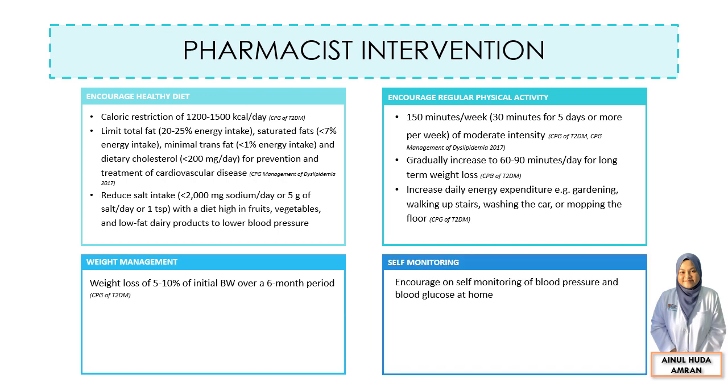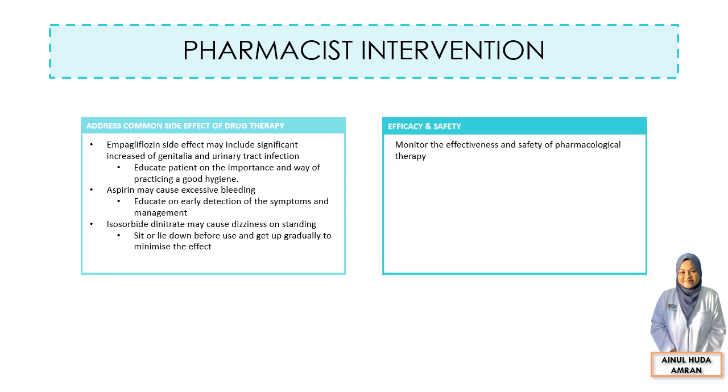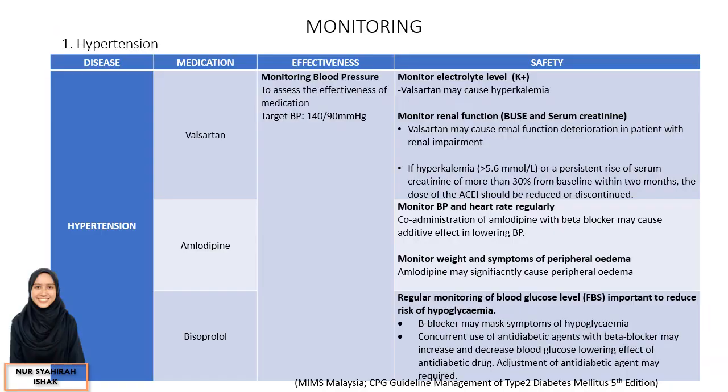Encourage patients on self-monitoring of blood pressure and blood glucose at home. Pharmacists need to address the common side effects of drug therapy, for example, genital and urinary tract infections caused by empagliflozin, excessive bleeding caused by aspirin, and dizziness caused by isosorbide dinitrate. And lastly, monitor the effectiveness and safety of the pharmacological therapy received by this patient.